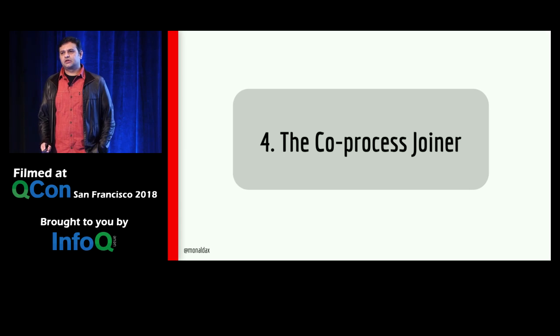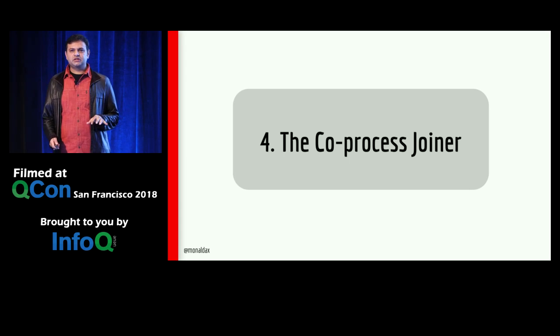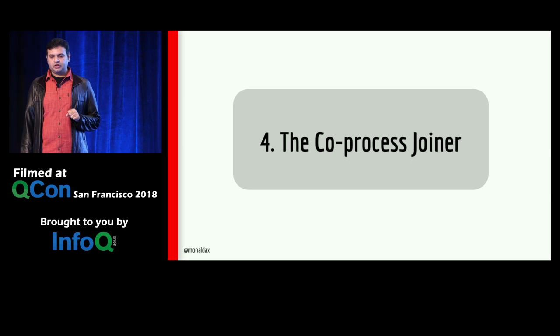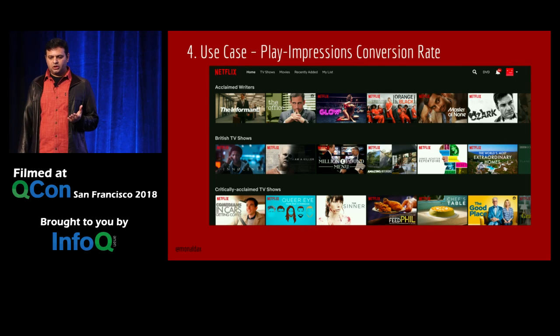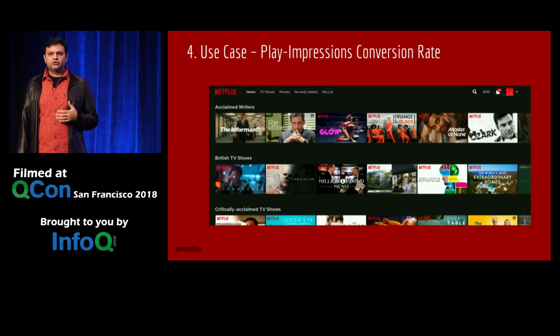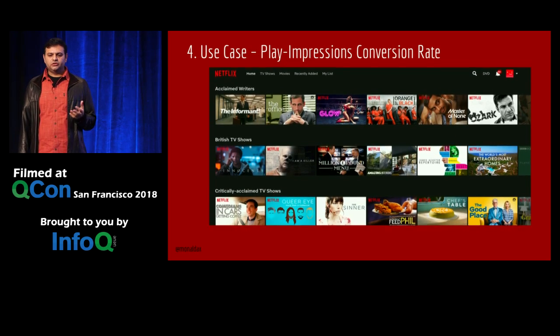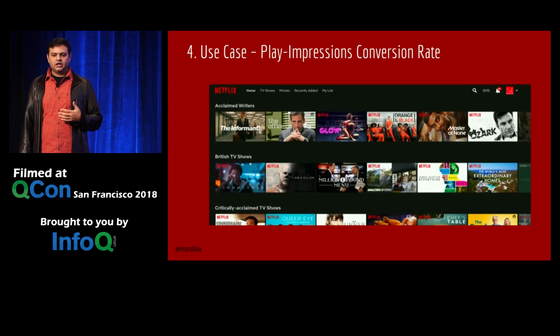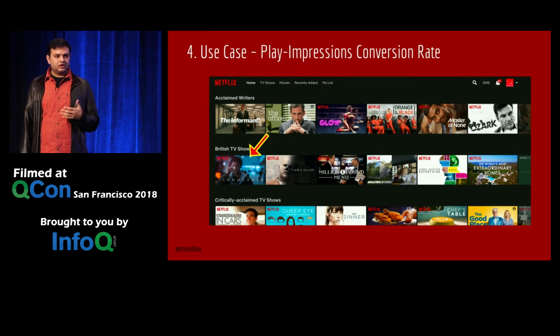So this is one of the more complex use cases that we're recently working on, and it's called the coprocess joiner. When you're on the website, you're browsing up and down, then you're clicking. Every time you browse, you're generating impressions, right? And then when you click on something, you're generating a play.